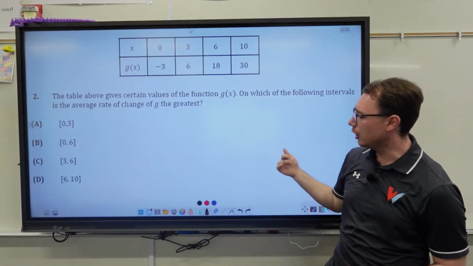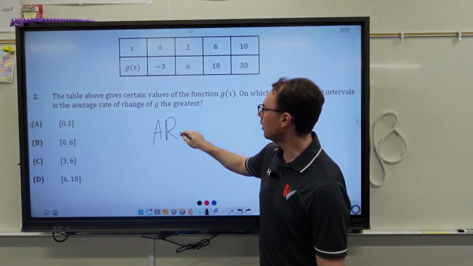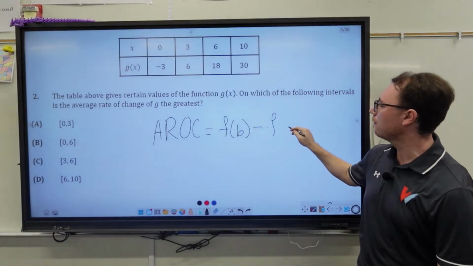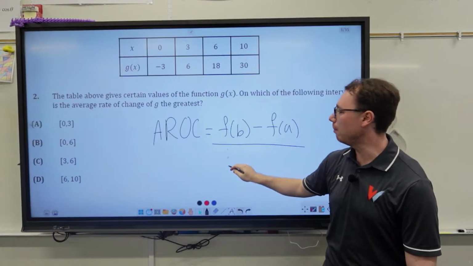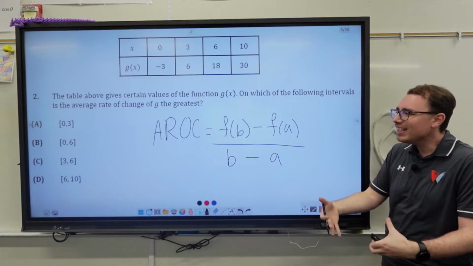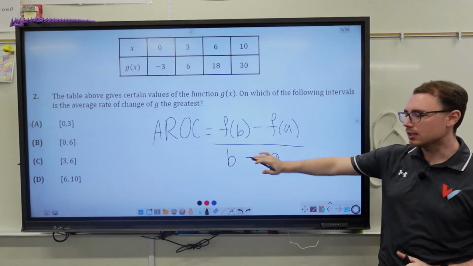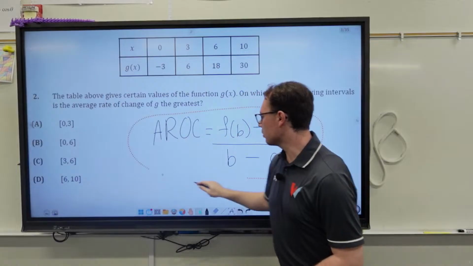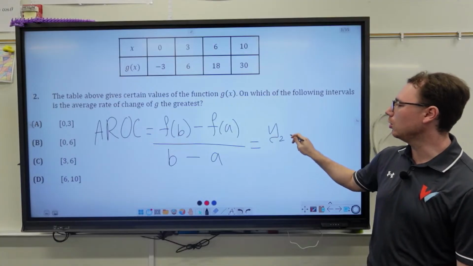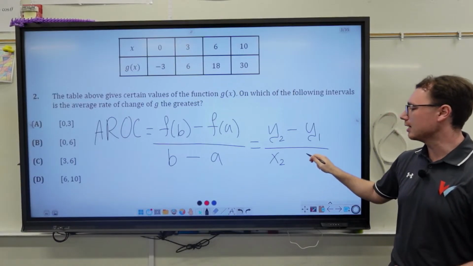We know our average rate of change for AP Pre-Calculus is going to be: average rate of change is equal to f of b minus f of a all over b minus a. This is a little bit convoluted way to try and write this. In general, f of something is just a y value. So we mainly look at this from Algebra 1 and Algebra 2. We're more familiar with that setup where it's y2 minus y1 all over x2 minus x1.